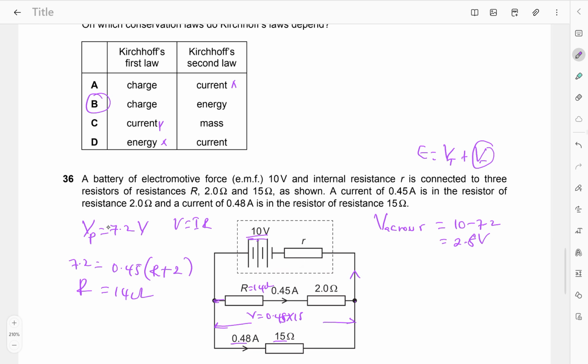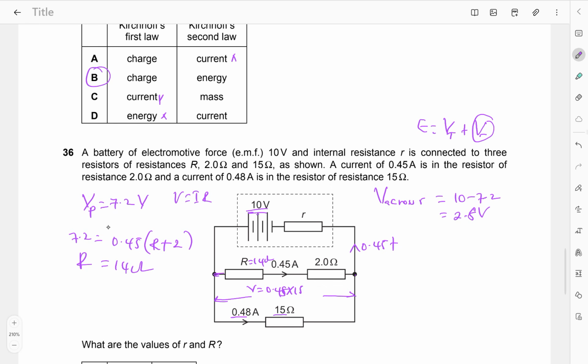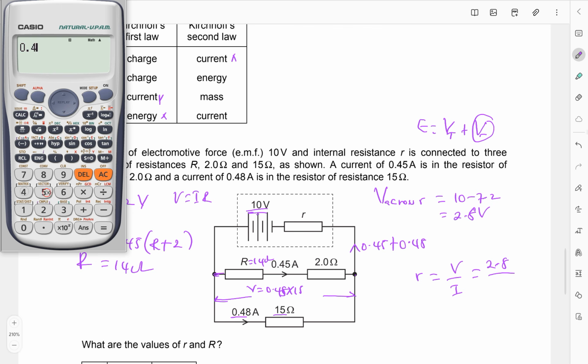Now I need the current here, which is the current through the battery. 0.45 is entering, so I have 0.45 plus 0.48, which is also entering. That is the total current going through the battery. So using R is equal to V over current, from Ohm's law, V is IR. r is going to be 2.8 over the current through the internal resistance, which is 0.45 plus 0.48, that is 0.93.